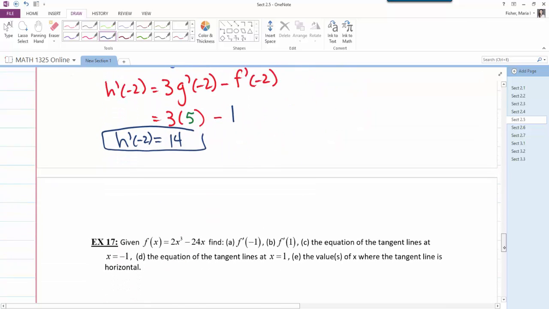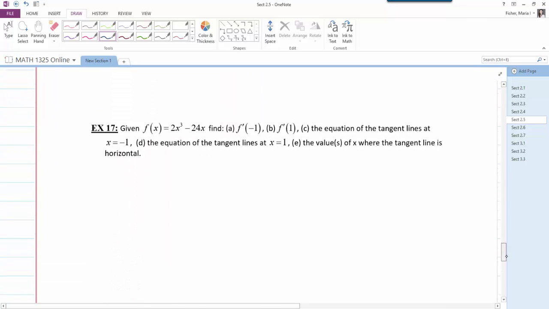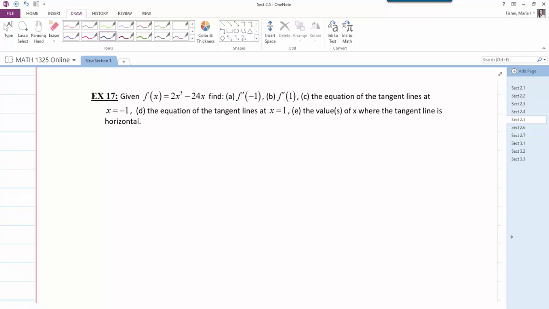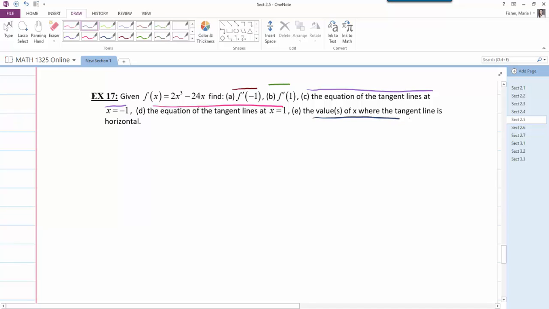Let's look at number 17. So number 17 is asking us to find f prime of negative 1, f prime of positive 1, the equation of the tangent line at negative 1, and the equation of the tangent line at positive 1, and the values of x where the tangent line is horizontal. So there's a lot of stuff going on in number 17. So let's do all of this together.